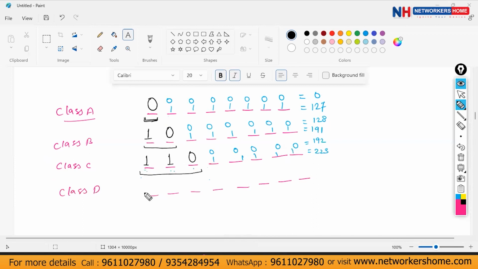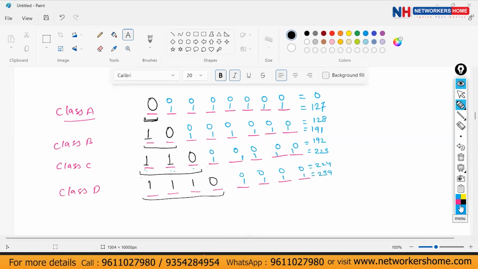So in case of class D, 4 bits were reserved. This was 1, 1, 1, and 0. Minimum value, all zeros. Maximum value, all ones. If you calculate this value in decimal, it is going to be 224. And this will be 239.